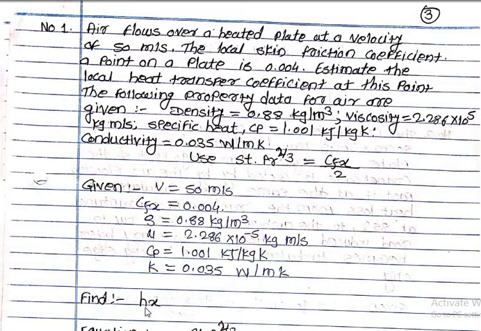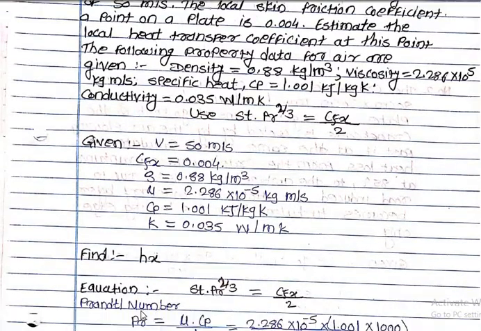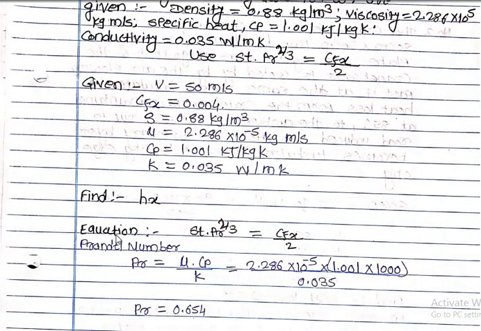Now here we have to find out the local heat transfer coefficient. So we have to use the first equation, which is provided in the numerical, that is Stanton number multiplied by Prandtl number raised to 2/3 is equal to the local skin friction coefficient C_fx divided by 2. Now we have to determine the values of Stanton number and Prandtl number so that it will be easy to determine the local heat transfer coefficient.